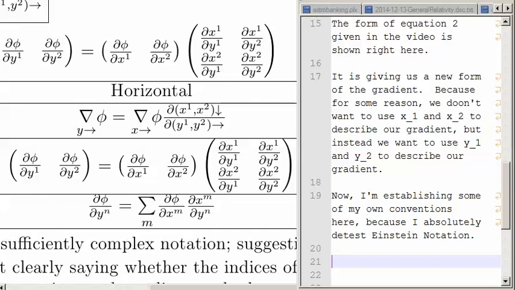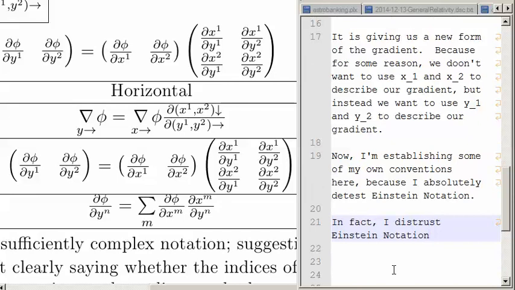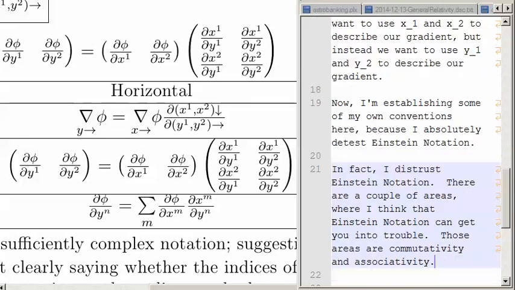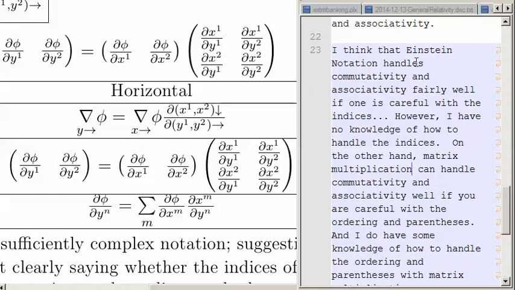Now, I'm establishing some of my own conventions here because I absolutely detest Einstein notation. In fact, I distrust Einstein notation. There's a couple of things. Those areas are commutativity and associativity. I think Einstein notation handles commutativity and associativity fairly well if one is careful with the indices. However, I have no knowledge of how to handle the indices.